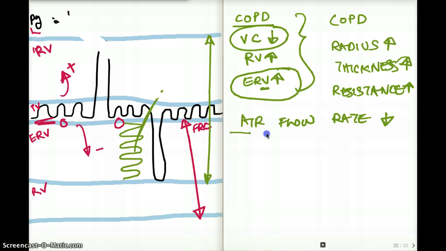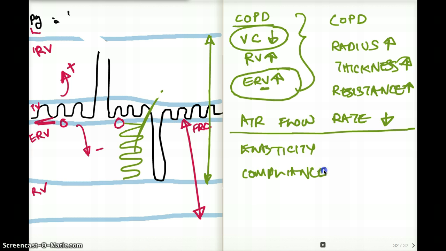Now let's talk about elasticity and compliance. What's going to happen to elasticity and compliance in our COPD patient? Elasticity is going to be decreased and compliance is going to be increased. And this phenomenon is just going to be the opposite in a restrictive lung disease. In restrictive lung disease, elasticity is going to be increased and compliance is going to be decreased.